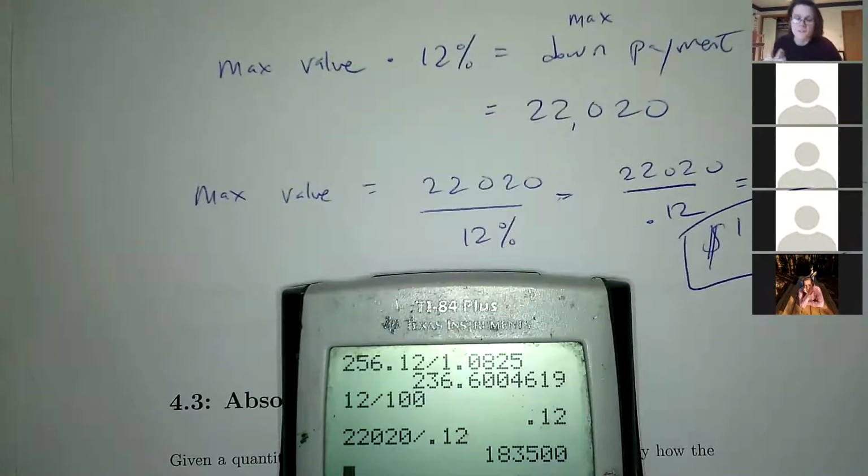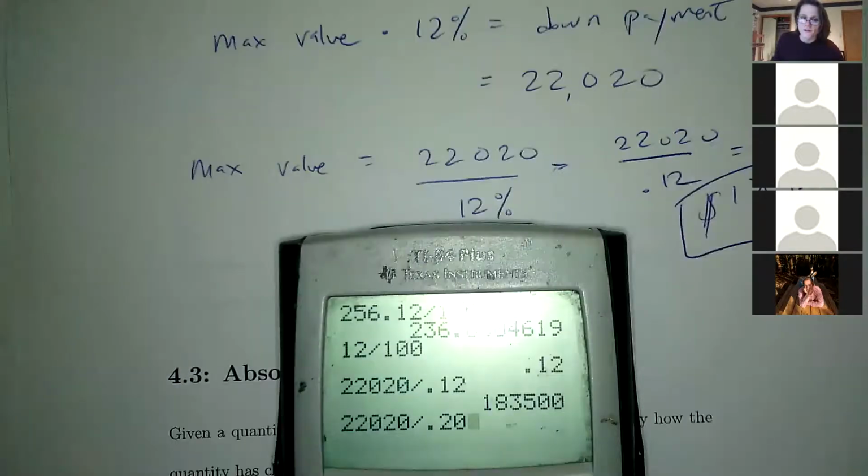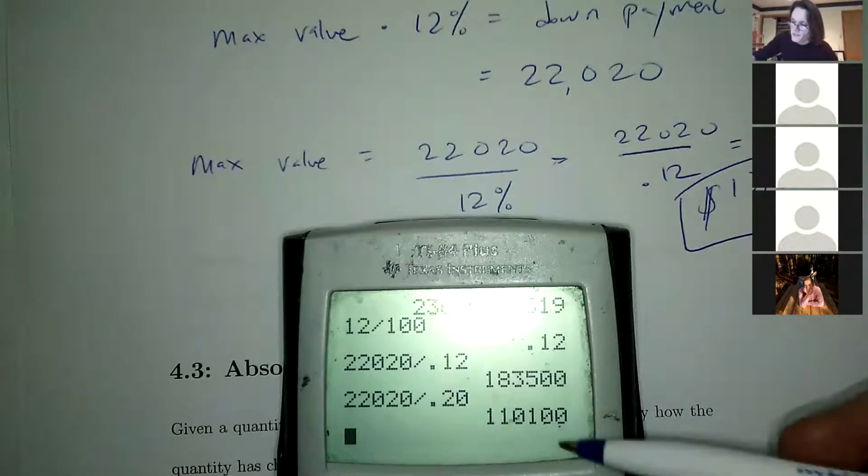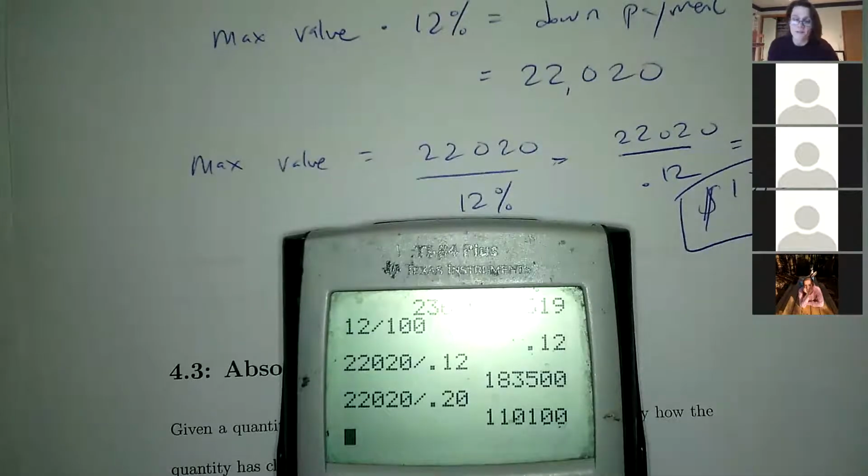Now, what if you had to spend 20% on the down payment, right? As I said, I think most mortgages want you to spend 20, at least maybe it's advised, I don't know. So we'll try that. So 22020 divided by 0.2, and I'll write 0.20. So if I wanted to put 20% down, I would only have a maximum house value of 110,000. So going from 12 to 20 really decreases the value you can spend on a house.